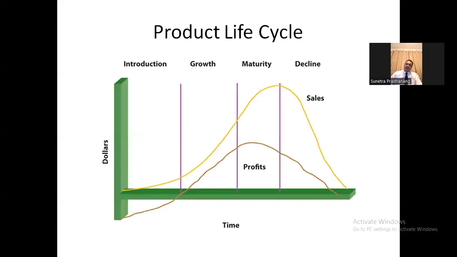We have discussed new product development in the last session. Now, after commercialization, we go through the introduction phase. You can see in the introduction the profitability is negative, but our sales are rising. Then in growth, the sales keep growing, and in maturity, it's maximum. Then it starts to decline as well.